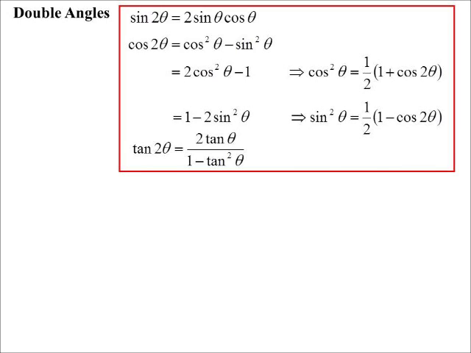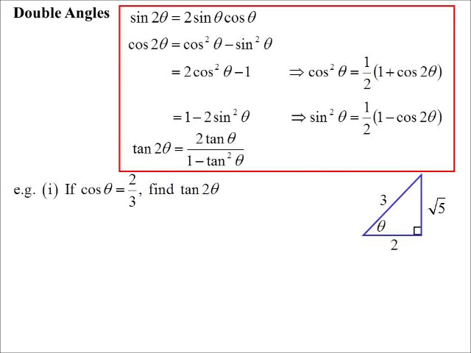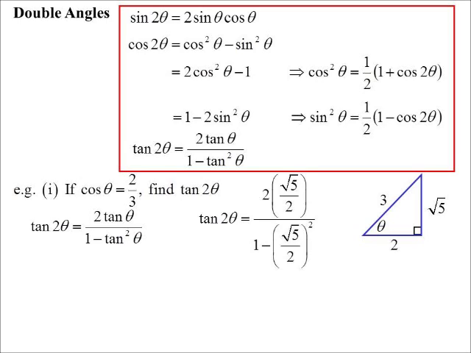All right, let's have a look at some examples. We're told cos theta is 2/3. We want to find tan 2 theta. So I draw myself a triangle, bit of Pythagoras. Okay, I know the other side's root 5. So tan 2 theta, let's sub in. There we go, 2 lots of root 5 on 2 and 1 minus root 5 on 2 squared, tidying all that up. Eventually, we get minus 4 root 5.